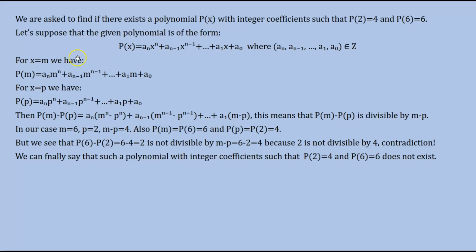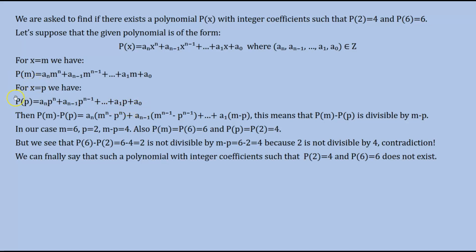Now, let's suppose that x takes a value equal to m. We will have that p of m, so the value of the polynomial for x equal to m, is equal to a_n times m to the power n plus a_{n-1} times m to the power n minus 1, up to a_1 times m plus a_0. While for another value of x, let's suppose x equal to p, we will have that the value of the polynomial for x equal to p will be a_n times p to the power n plus a_{n-1} times p to the power n minus 1, up to a_1 times p plus a_0.